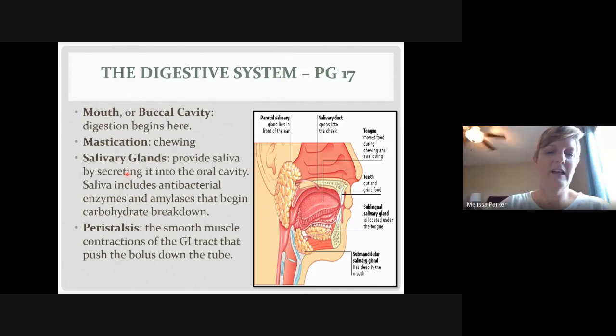And then salivary glands provide saliva by secreting it into the oral cavity. And the saliva includes antibacterial enzymes and amylase. So remember, I talked a little bit before about this amylase, right? How it helps to break down starches. It's the beginning process of breaking down carbohydrates.